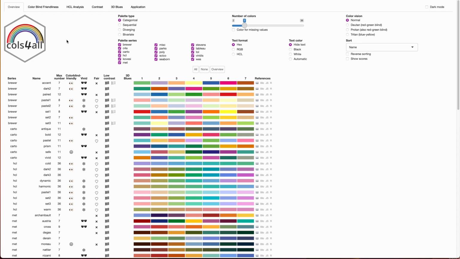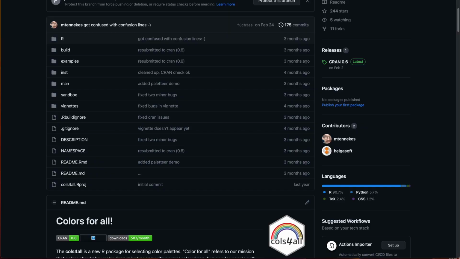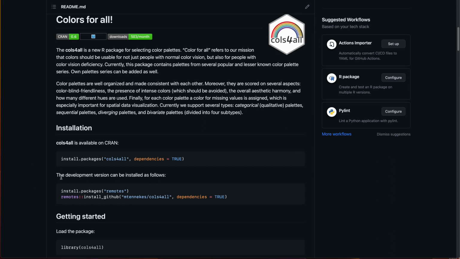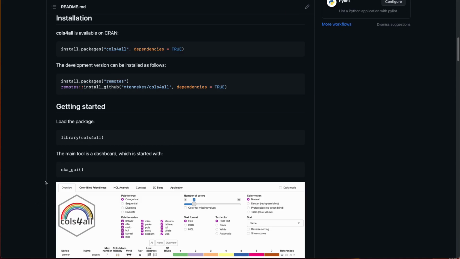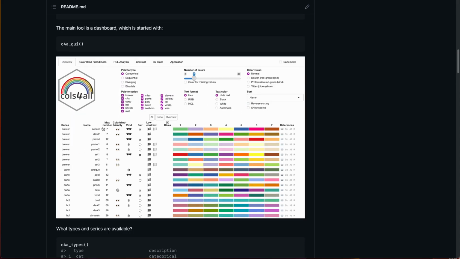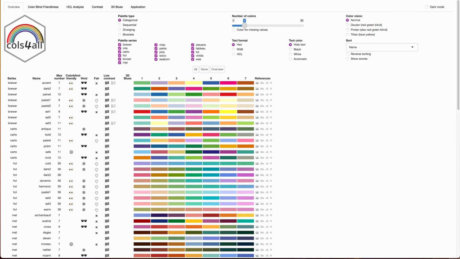For those who are not familiar with R, on the GitHub page there's a description of how to install the package. So you just have to run a couple of lines to start the graphical user interface. If your institute has a Shiny server, then it's also possible to deploy it there so that you can use it. So the main page of this tool contains a table.